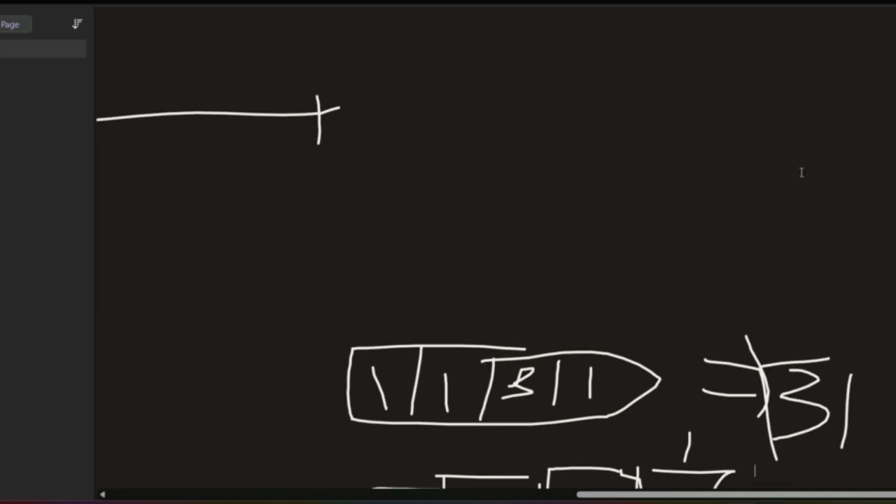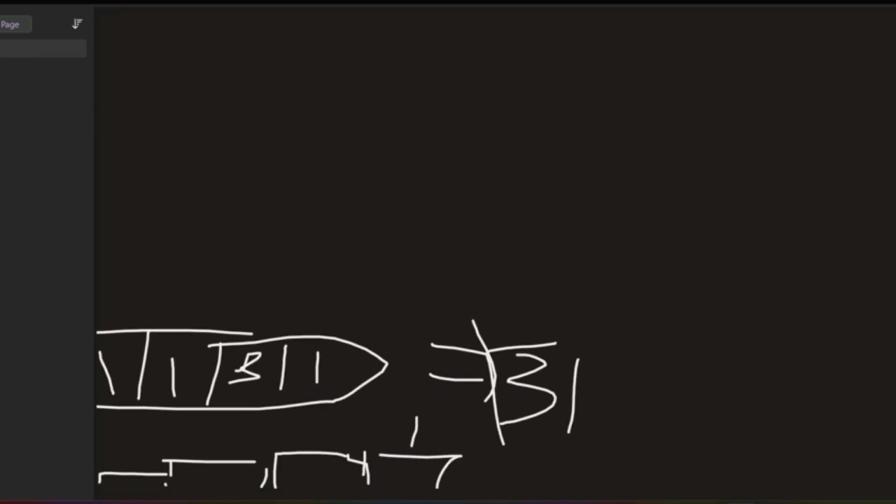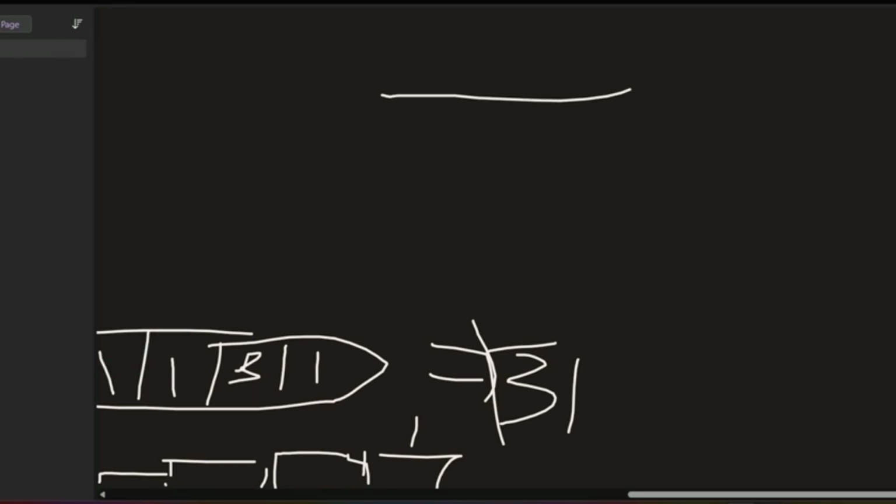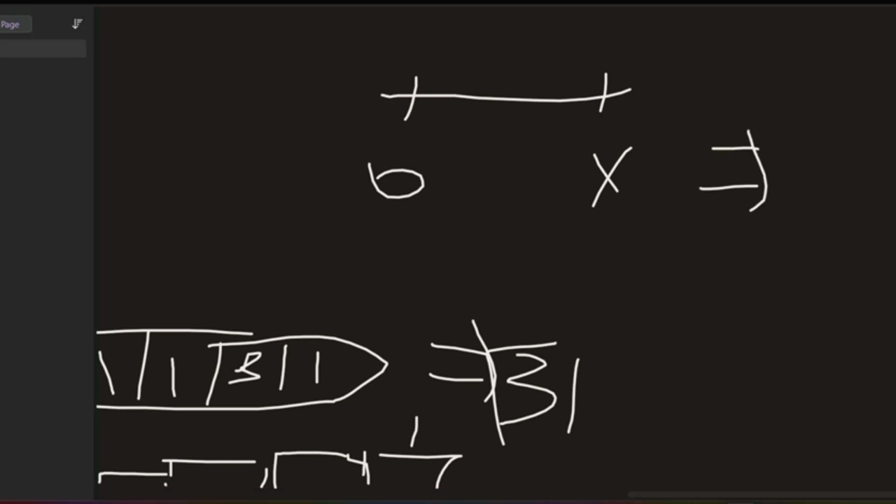Okay, suppose this is the case that there are no gas stations in between. So in that case what we are going to do is start from 0 and reach till x. So in that case the answer would be 2x.